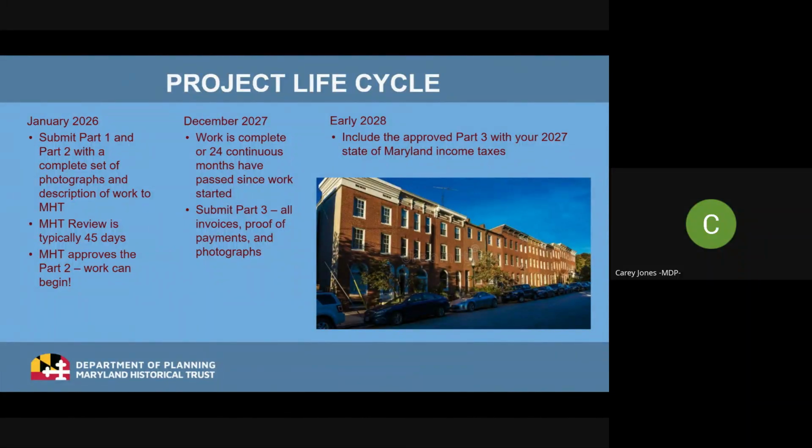Once the Part 3 application is approved, the approval is attached to the State of Maryland income taxes for 2027, because that's the year that the project is completed. The Part 3 application does not have to be submitted in December. However, it should be submitted when the work is complete or 24 months have passed since the project started. Once the Part 3 application is approved, this ends MHT's involvement in the process.